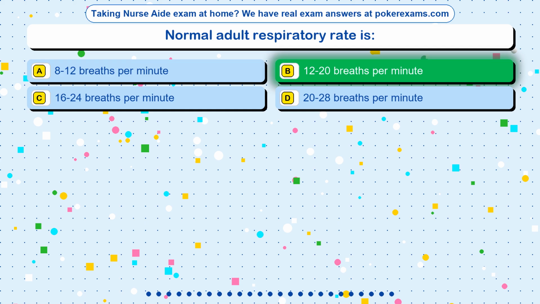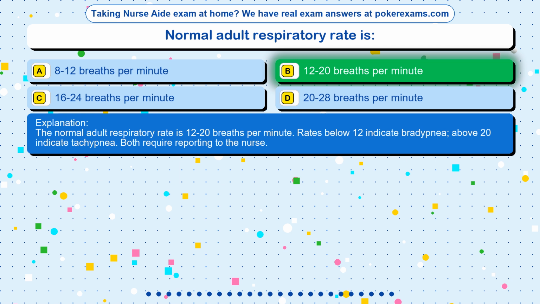The correct answer is option B. 12 to 20 breaths per minute. The normal adult respiratory rate is 12 to 20 breaths per minute. Rates below 12 indicate bradypnea, above 20 indicate tachypnea. Both require reporting to the nurse.